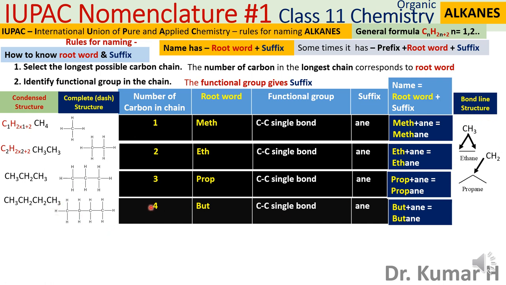Then how to write the bond line structure? How many carbons are there? Four carbons are there. Write four dots, 1, 2, 3, 4. Connect them.